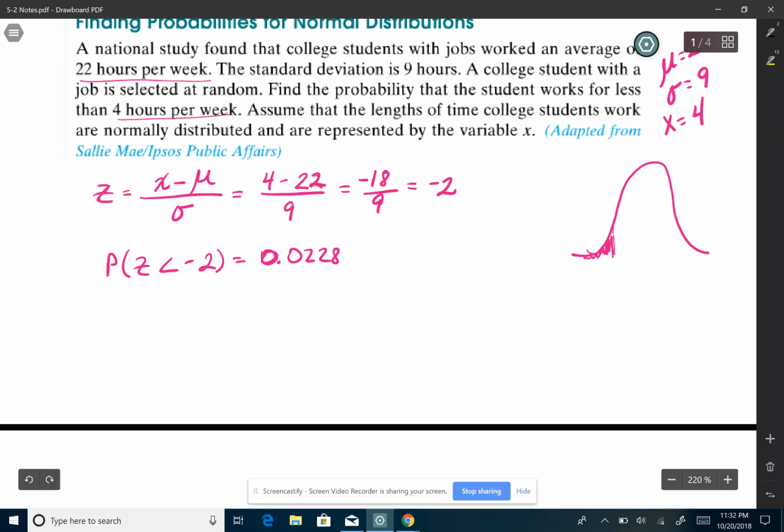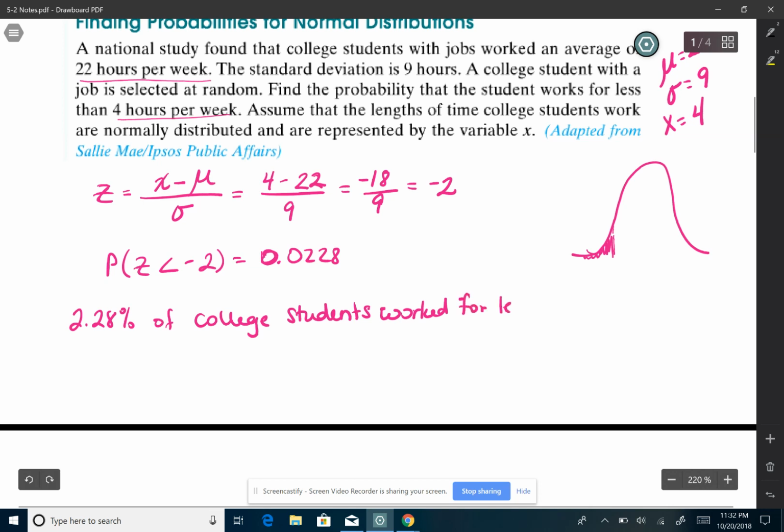So the interpretation of this would be 2.28%. If you move the decimal over twice, that would be 2.28% of college students with jobs worked for less than 4 hours per week.